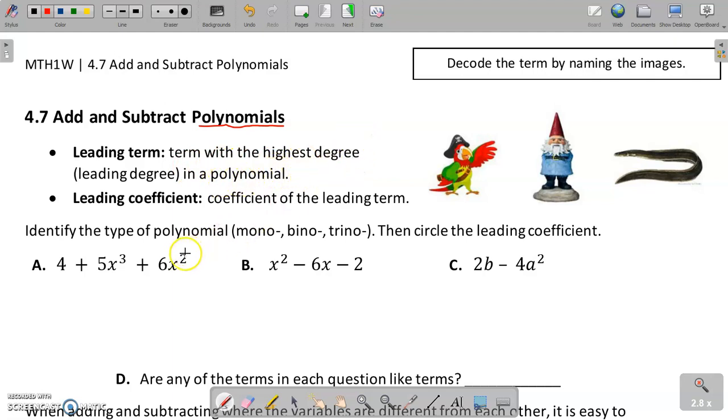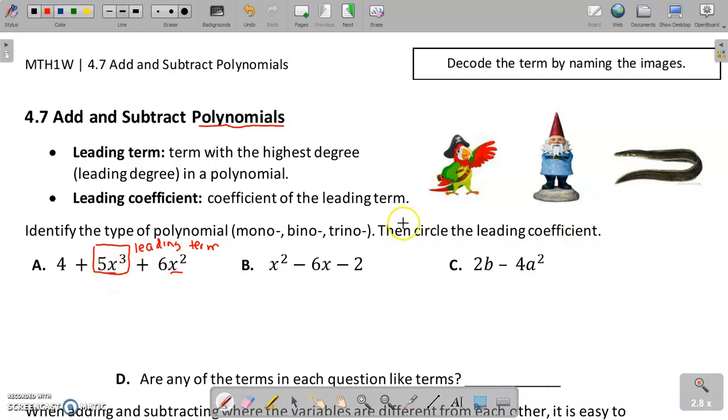So if you have a variable, for example, here we have a variable and a variable, but this 5x cubed ends up being the leading term because the exponent for x is the highest. So this is a leading term. And a leading coefficient is the number in front, or the coefficient of the leading term.